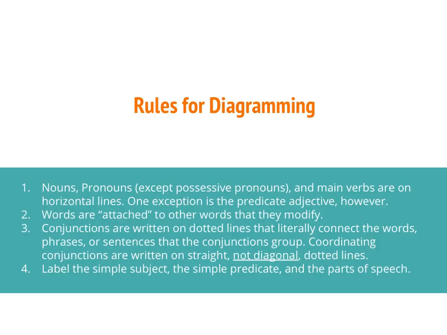The usual rules apply, but I want to go ahead and add this rule right here, number 3. I want you to know that conjunctions, specifically coordinating conjunctions, are written on dotted lines. Now, the coordinating conjunctions are going to be written on dotted lines that are straight. They're straight lines, not diagonal dotted lines. Other conjunctions will be written on dotted lines as well, but they would be diagonal.